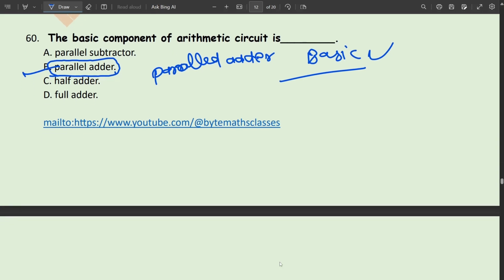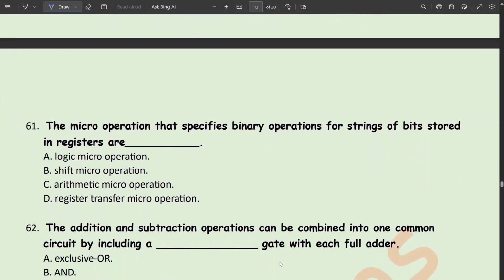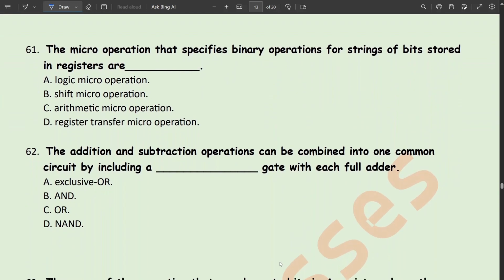Next, the micro operation that specifies binary operations for strings to bit stored in register are called logic micro operation. Option number A is correct.